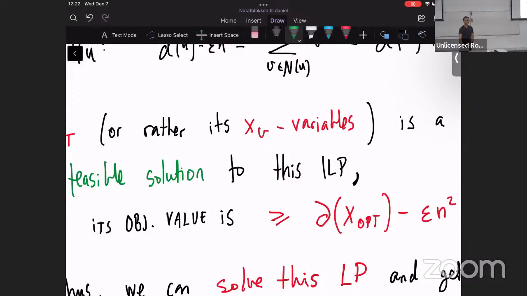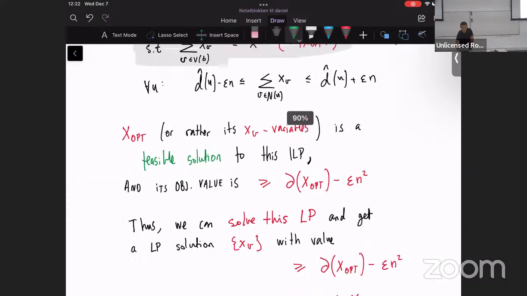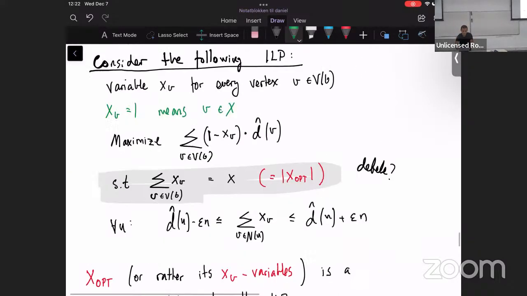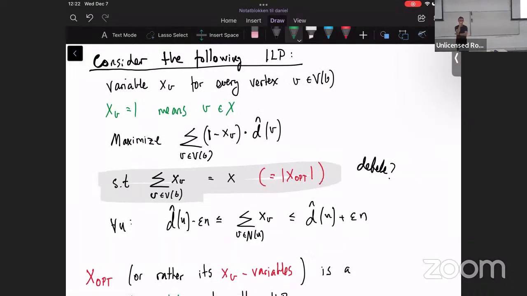Yes? So here we are maximizing this estimated value for the vertices we don't know the degree of, right? So the objective function is maximizing the expected value for the variables which are not in X.